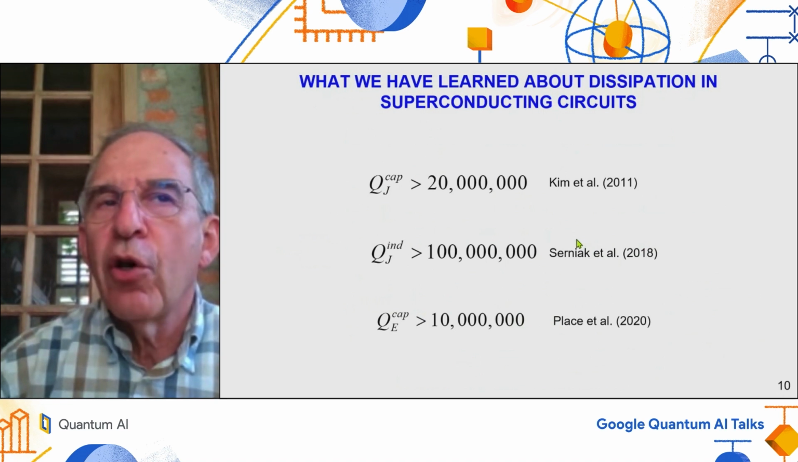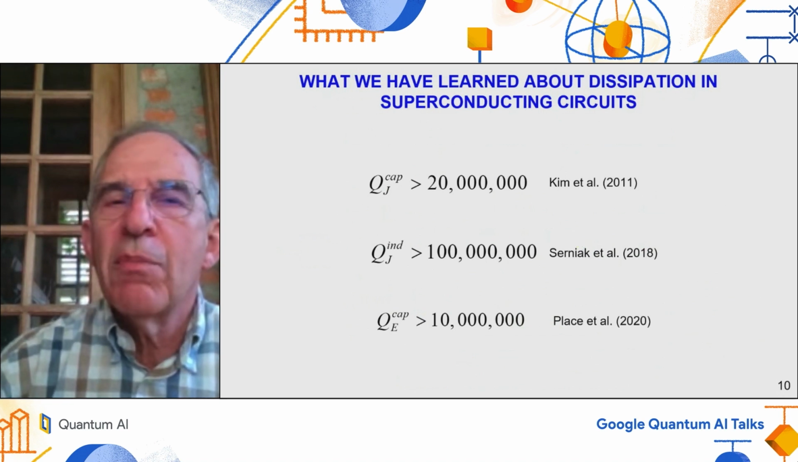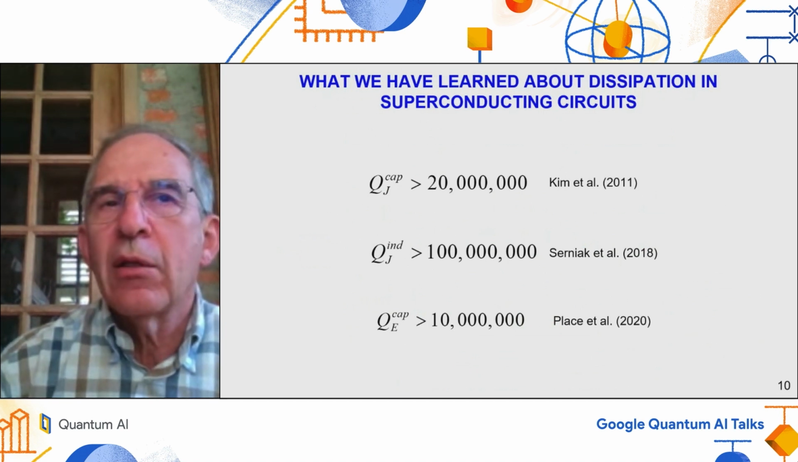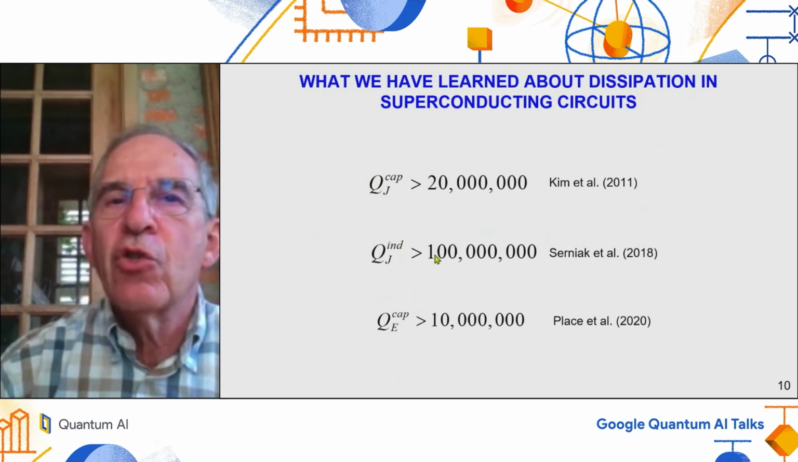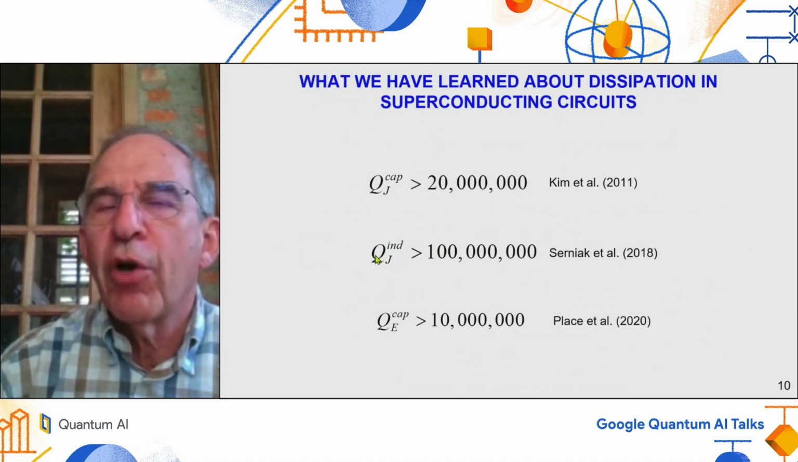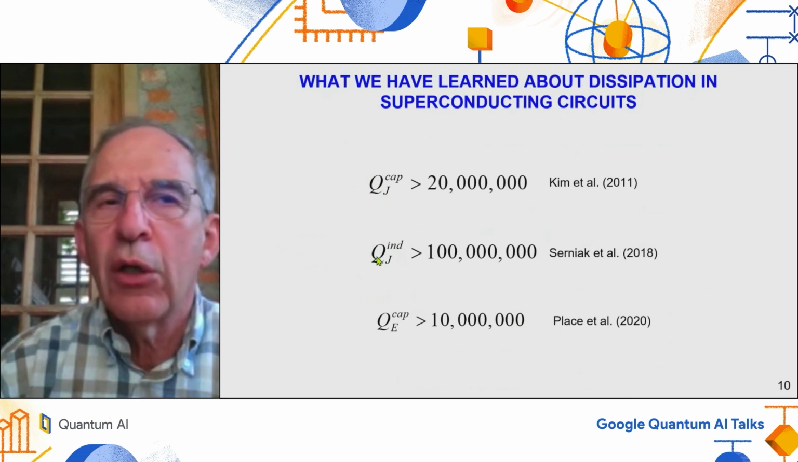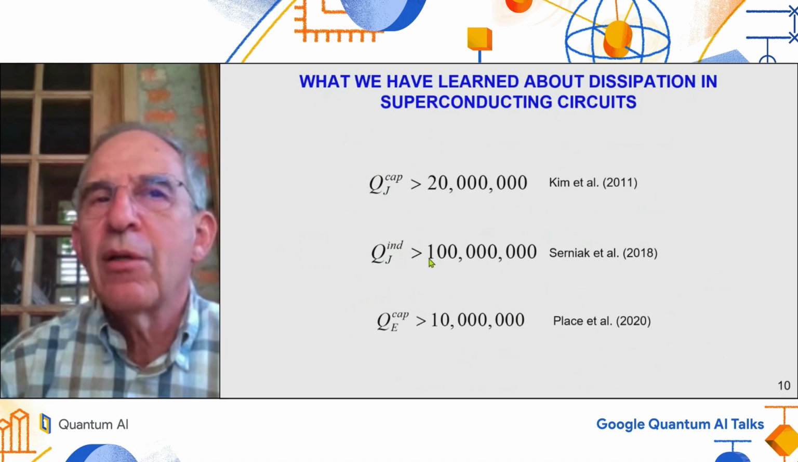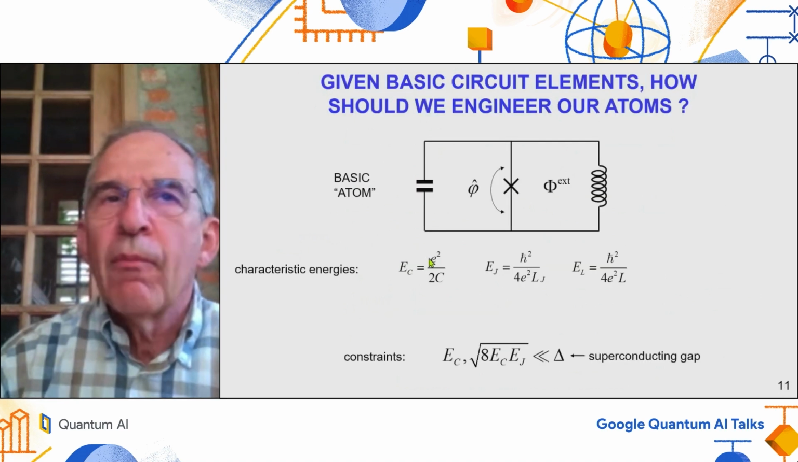We learned that this dissipative mechanism can be controlled in some ways, and each dissipation mechanism is associated with a quality factor. And you can see that on some defects, we can reach, let's say, this figure of 100 million. We've learned, for instance, how to control this quasi-particle dissipation. There is still progress to be made, of course.